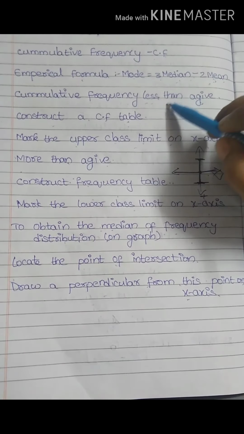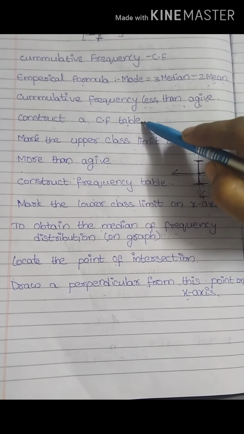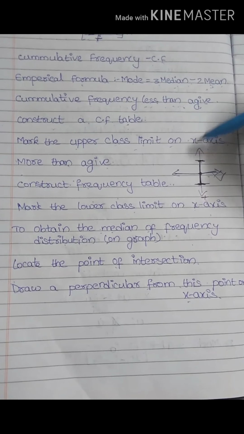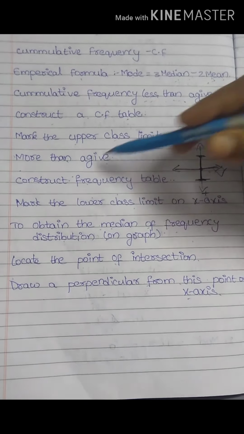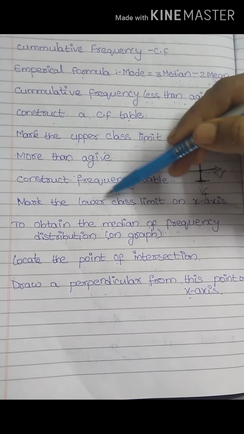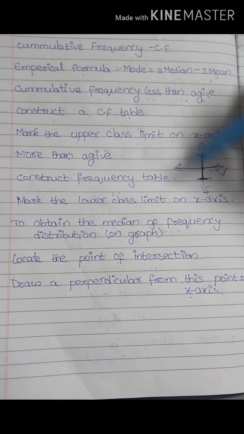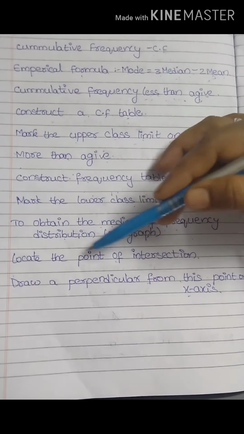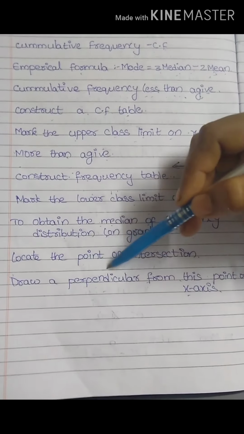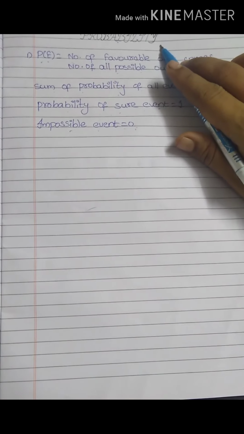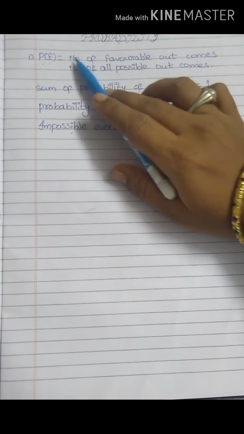Cumulative frequency, less than type: construct a cumulative frequency table and mark the upper class limit on the x-axis. More than type: construct a cumulative frequency table and mark the lower class limit on the x-axis. To obtain the median of a frequency distribution on a graph, this is only for graph purposes, not for the problems. Locate the point of intersection and draw a perpendicular from this point on the x-axis.